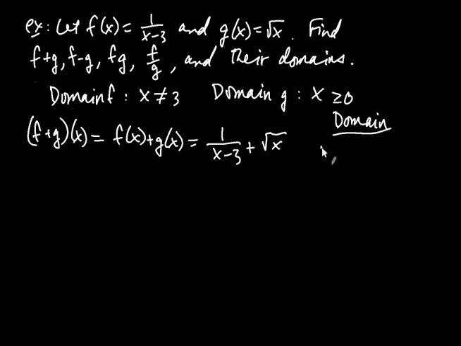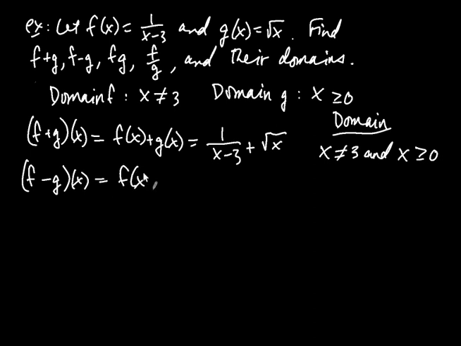So we want x to not be equal to 3, that's one condition, and, right, that's intersection, means that you want both conditions to be satisfied, x to be greater than or equal to 0. So that's the intersection of those two domains. And then for the difference, f take away g, that's likewise going to be f of x, take away g of x. So f of x is 1 over x minus 3, and from that you want to subtract off g. So we're going to subtract off the square root of x, and the same domain.